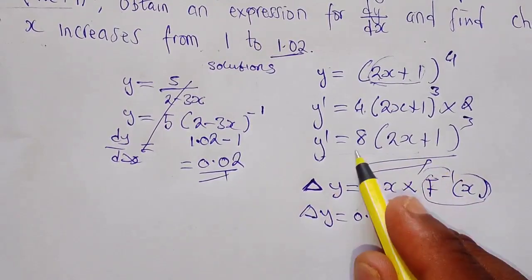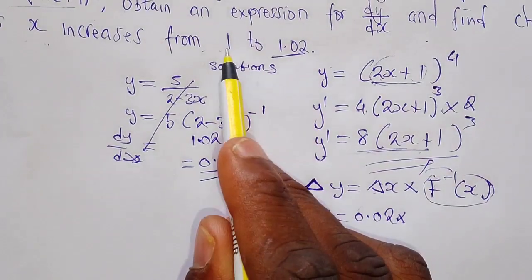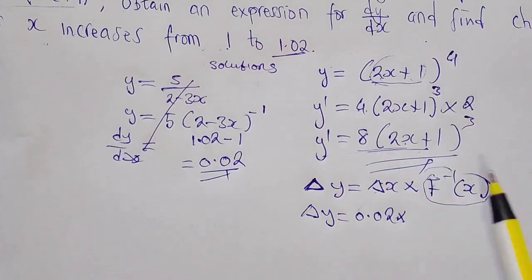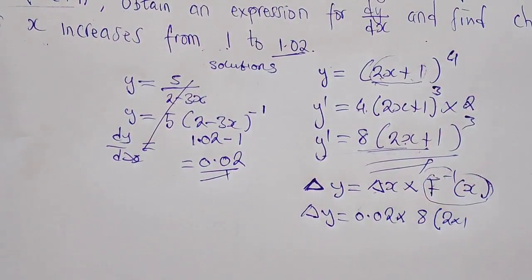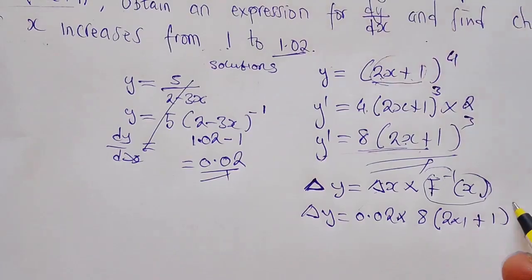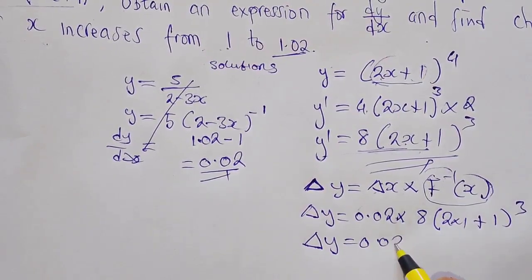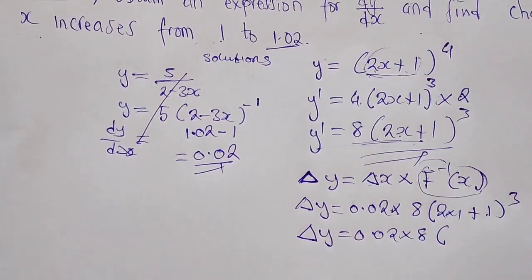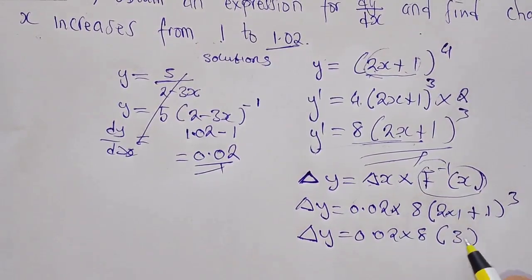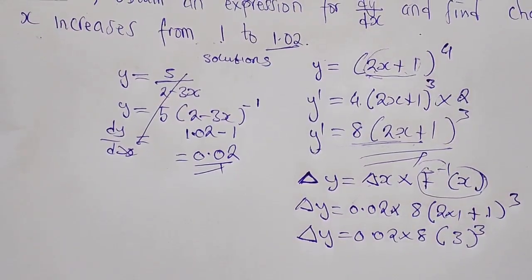In the derivative equation that we had, whenever there is x, we're going to replace it with the original value of x, which is 1. So we have 8 multiplied by (2 multiplied by 1 plus 1) to the power 3. Change in y is equal to 0.02 multiplied by 8 multiplied by (2 plus 1), which is 3, cubed. What is 3 cubed? It's simply 27.